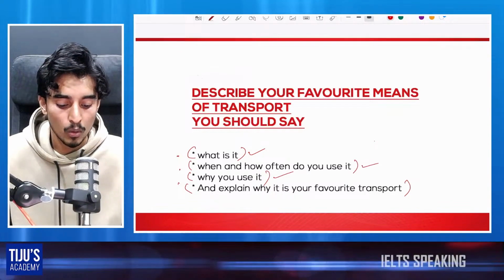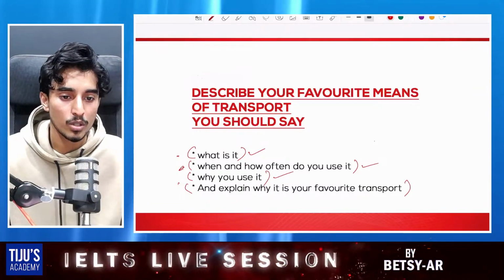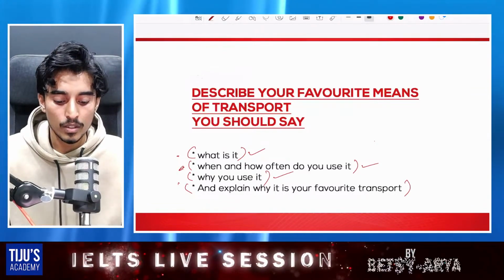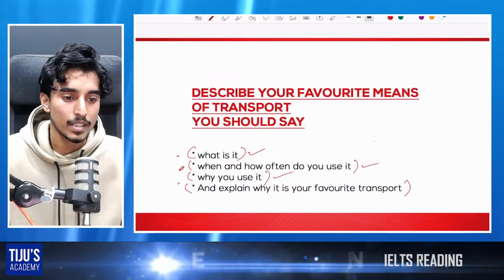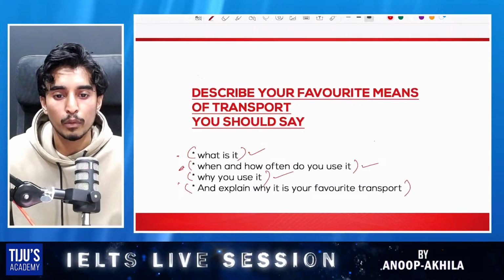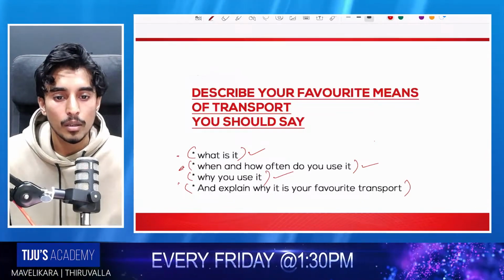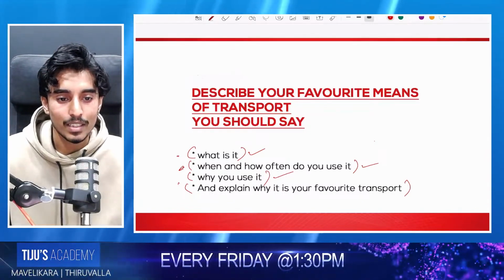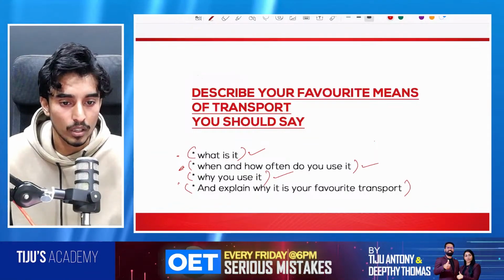Next one, when and how often do you use it? When you talk about these kinds of things, you can add a situation there. The situation here is you are going to work, so you can explain that. My workplace is far away from my home, so I usually have to travel 15 or 20 kilometers to go to my workplace. So I usually prefer public transport because it is very cheap, very convenient, and very easy to travel a long distance.